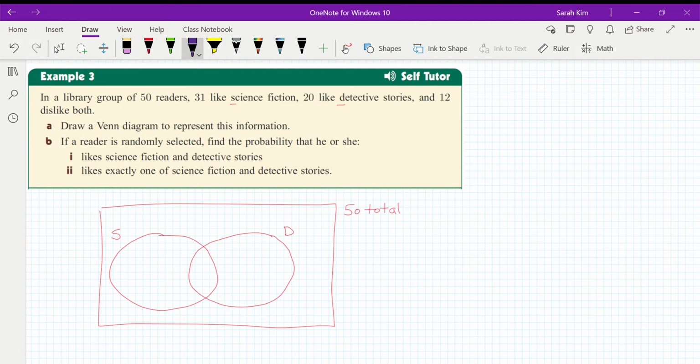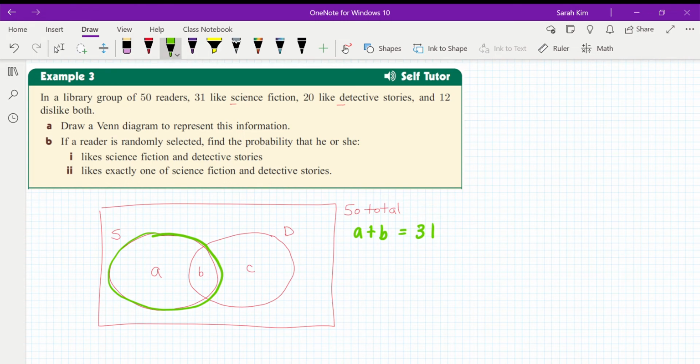So we have 31 students that like science fiction. Before we start, we label the regions with lowercase a, lowercase b, and lowercase c so we can use them. Science fiction is this little circle here. What symbol represents science fiction? Well, A and B both like science fiction, so that must equal 31. Make sure you're not accidentally writing 31 in the A section.